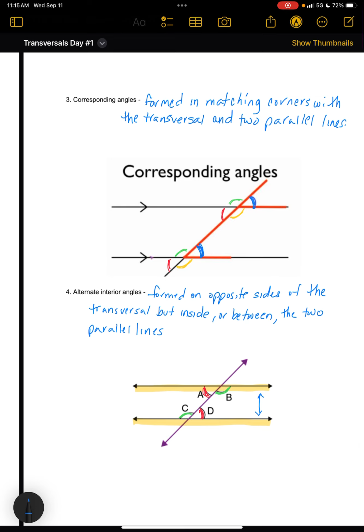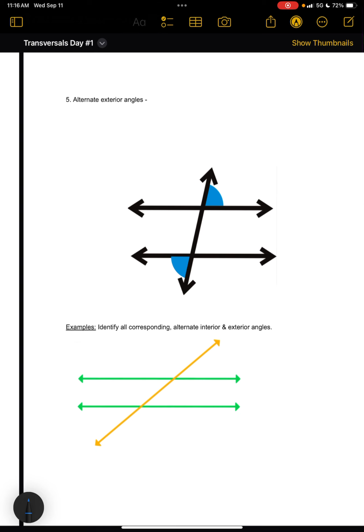So I did interior. Okay. Now let's look at exterior. All right, alternate exterior. These are formed on opposite sides. So just like the other one, opposite sides of the transversal, but outside the parallel lines.